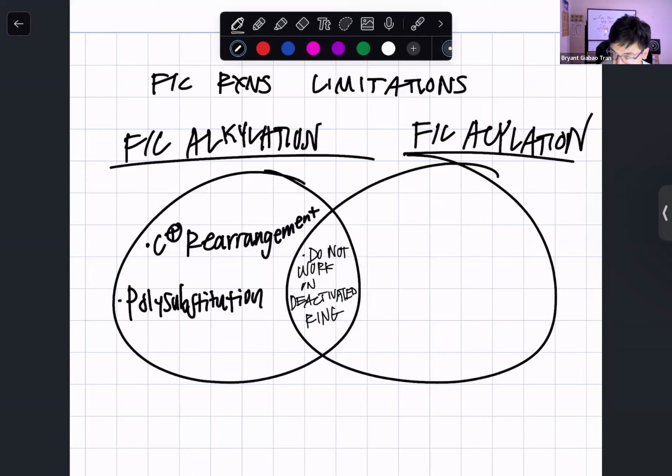Right, an EWG, a meta director, such as NO2 or an aldehyde or ketone or any EWG, right? And not all EWGs are meta directors. There's one exception. What EWG do you guys know that is an ortho-para director? Halogens, right? Not haloalkanes, halogens, like bromine, chlorine, iodine. Those are deactivators, weak deactivators, but they're ortho-para directors, right?